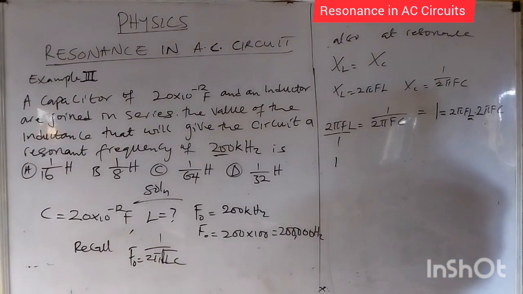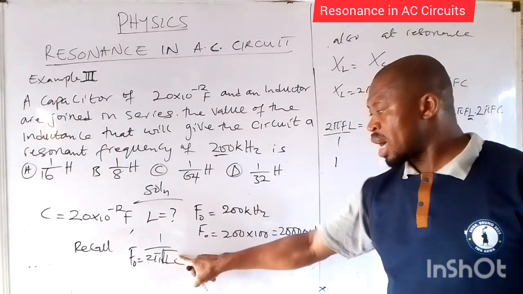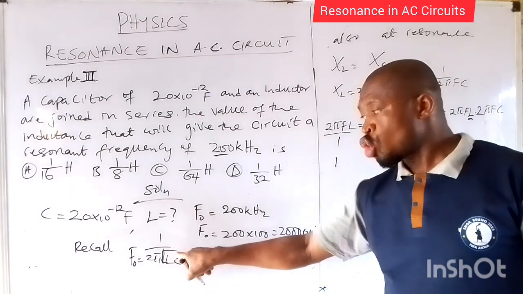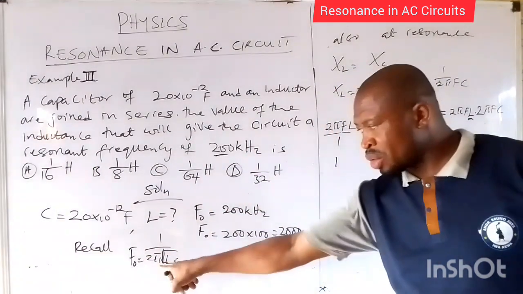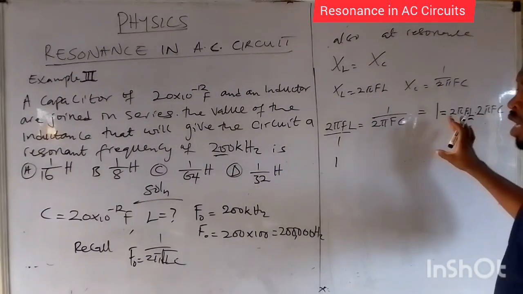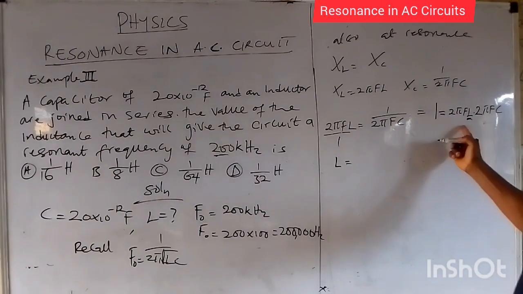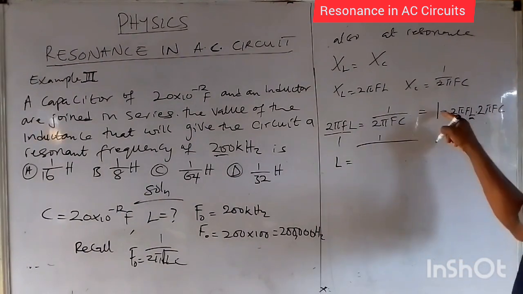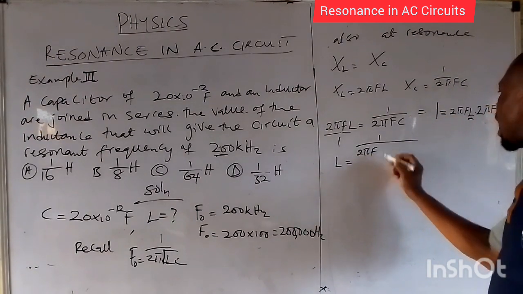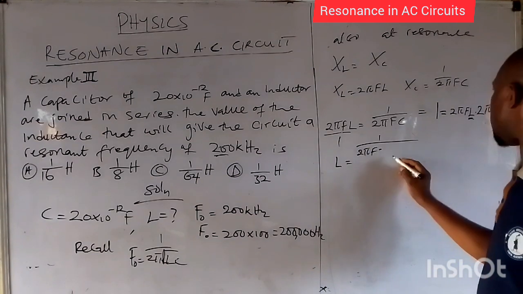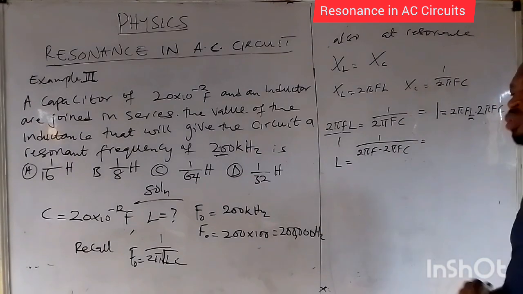Now we're looking for L, so make L the subject. We could have used the other one, but if we use it, for us to take care of this, we need to go round and round to get this. So this one is most preferred. Now if we make L the subject from here, L will give us 1 over the whole of this: 2 pi F multiplied by 2 pi FC. So we can now substitute.